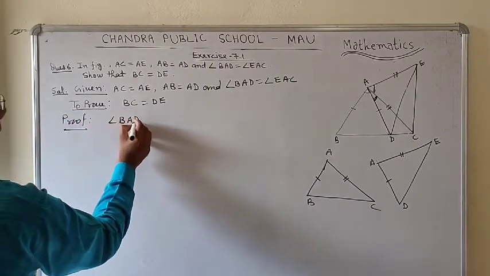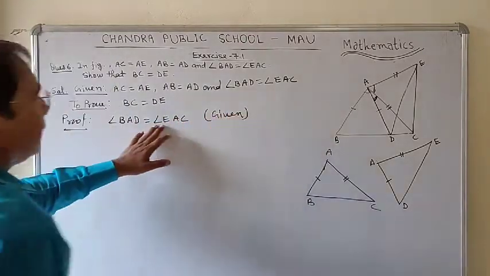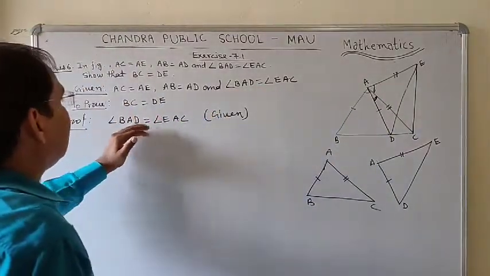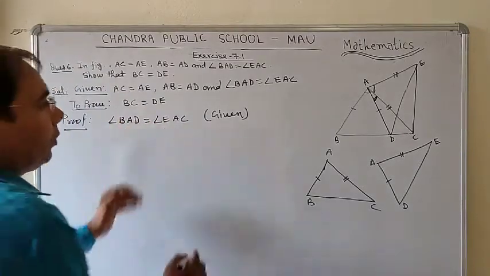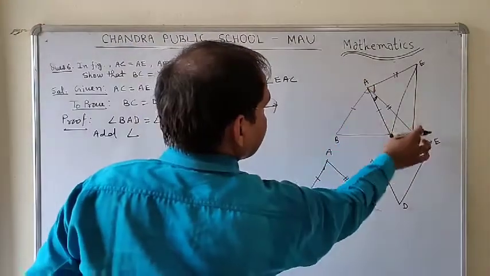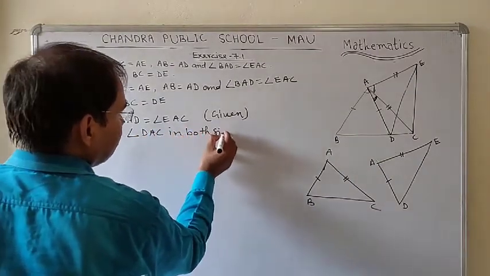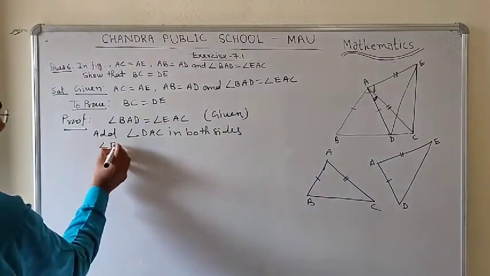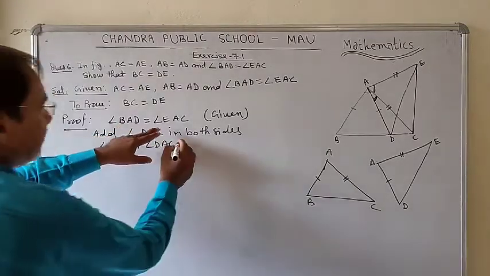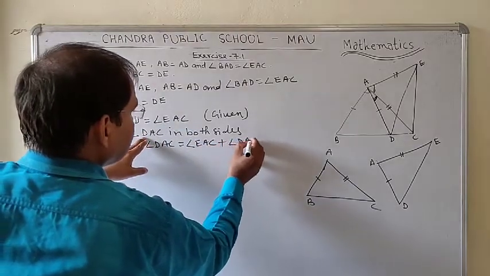Angle BAD equals angle EAC. It is given in the question. If two things are equal, and you add an equal amount to both, then both will again be equal. So here you will write: add angle DAC to both sides. Then you will get angle BAD plus angle DAC equals angle EAC plus angle DAC.